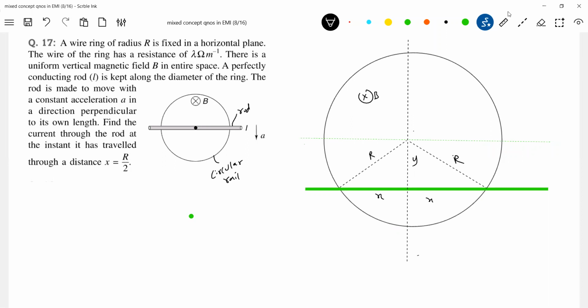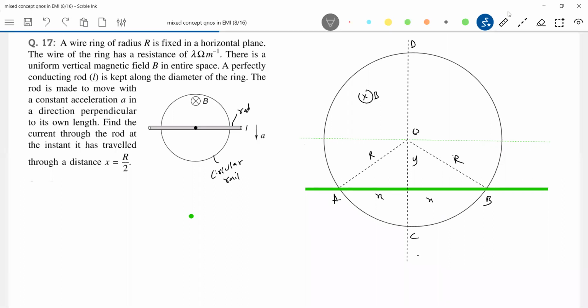So we'll do one thing. We'll break up this everything into two parts. This is A, B, C, and this is D. Arc ADB will have one resistance. Arc ACB will have resistance. Will I agree this? And this is a moving rod. It is given: find the current through the rod as it traveled a distance x. It is moved with a constant acceleration, so therefore it will have velocity.